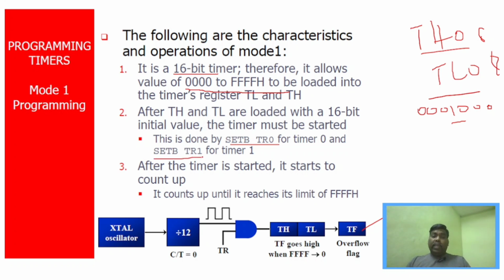So by loading the initial value, we are setting the timer, whether we are going to use timer 0 or timer 1, using this instruction. Once we start the timer, it will start from the count value and continue until it reaches the maximum value. After reaching it, it enables the TF flag, that is TF0 here, since we are using timer 0.